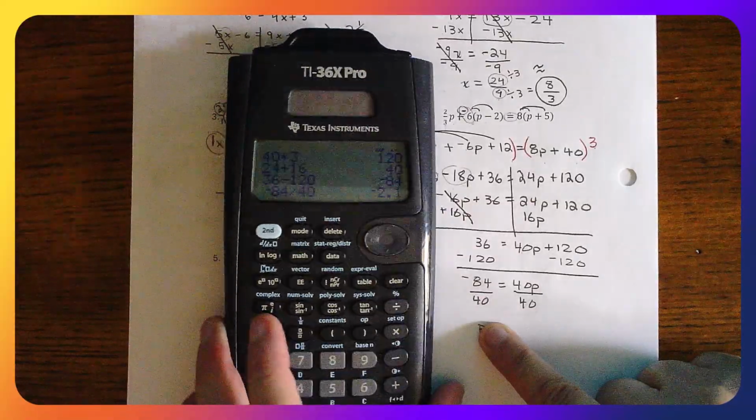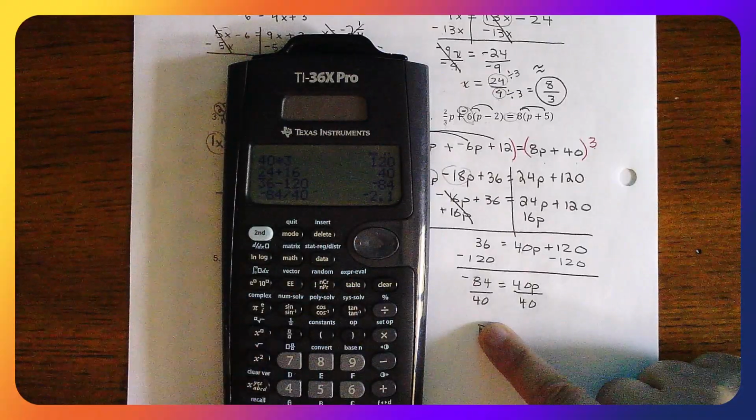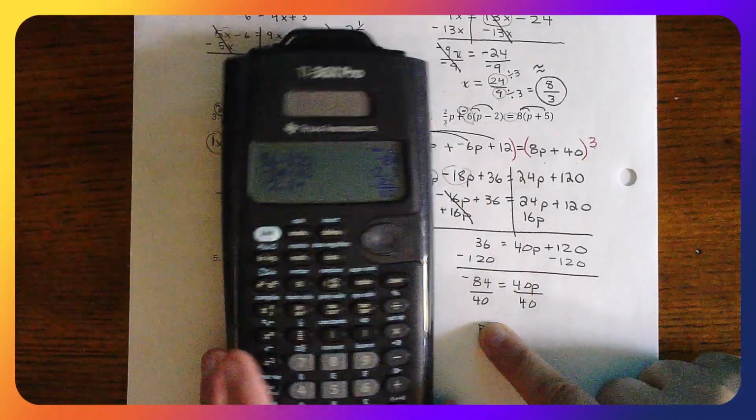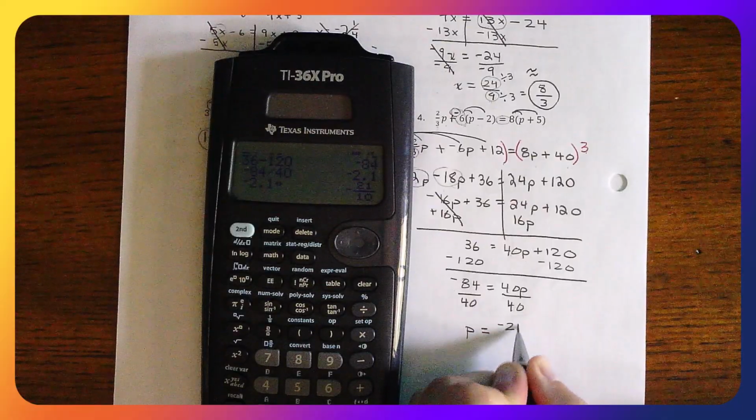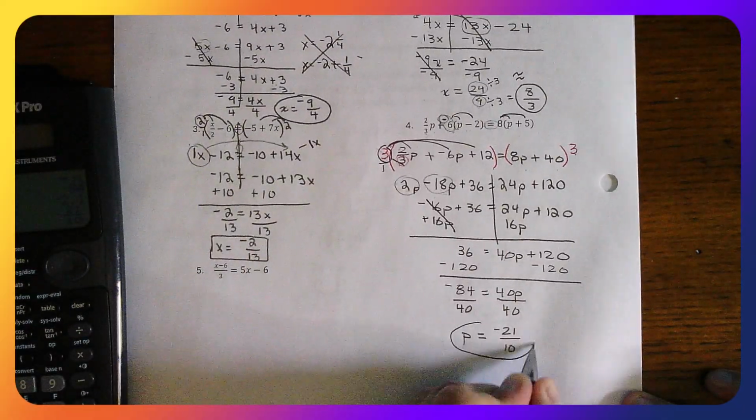And it gives me negative 2.1, and that's a terminating decimal. If you wrote that down, I would not count that wrong, but I like the fraction better. So p is equal to negative 21 over 10. So you have to make sure you reduce.